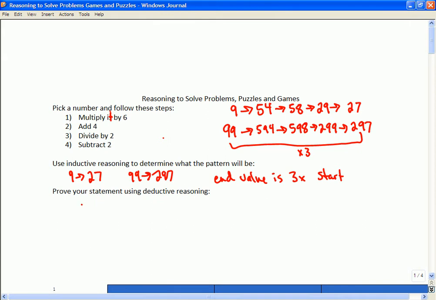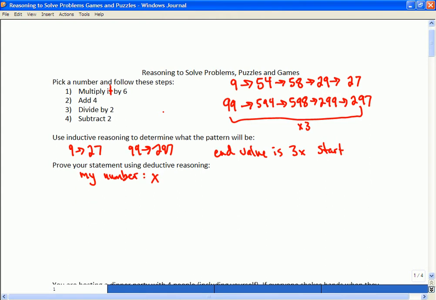So for choosing my number, let's just say my number's x. We don't know what the number is, but we're going to represent it with x. What we want to show is that when this is all done, we get 3x at the very end of it. So for step number 1, Paul, since it was your idea, tell me what I have. This is step number 1. That's right, thank you.